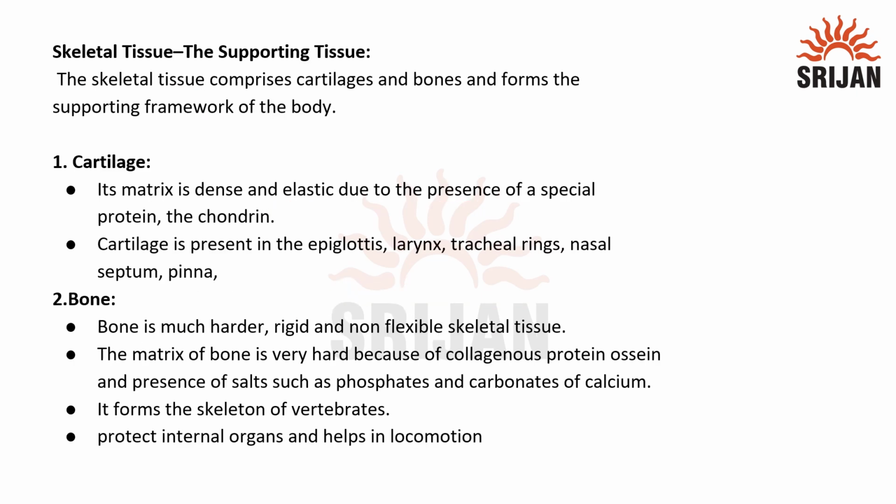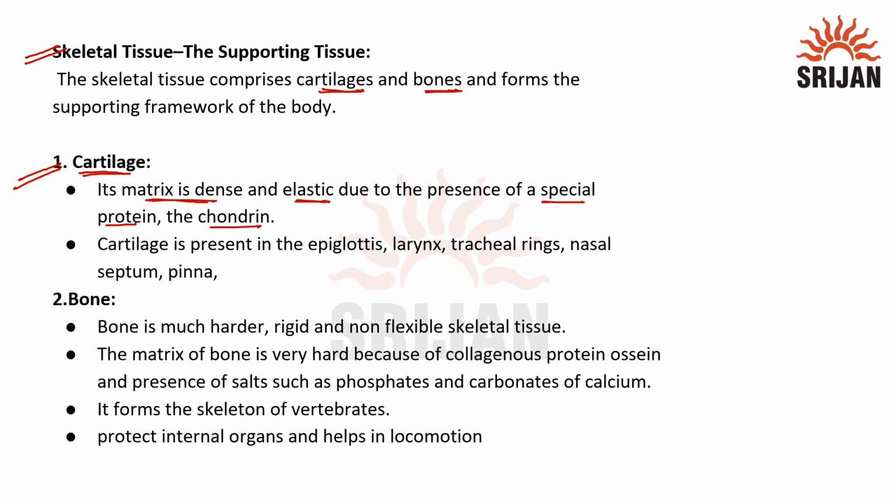The next one that we have is the skeletal tissue or the supporting tissue, which is going to comprise of two things, that is cartilage and bone. When we talk about this cartilage and bone, this is going to form the entire framework of our body. When we talk about the tissue, specifically cartilage, this is going to be made up of a dense matrix, but it is also elastic in nature due to presence of a special protein called as chondrin, and the cells which are present in this cartilage are called as chondrocytes.